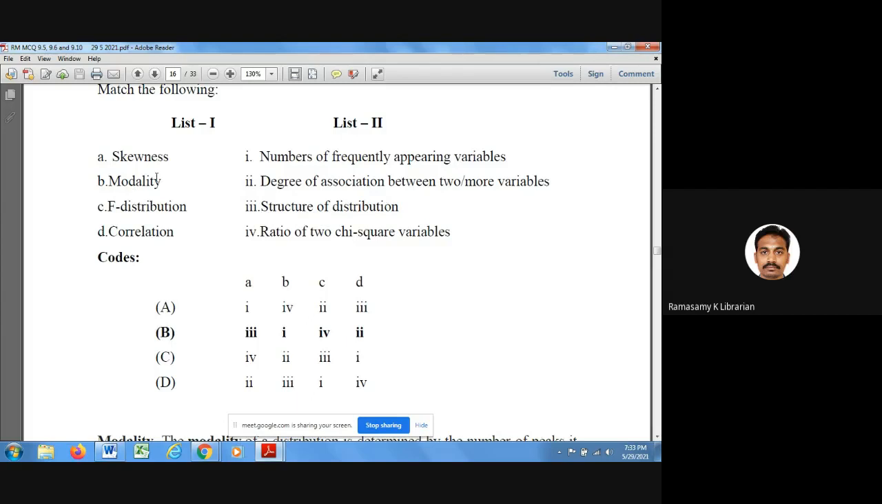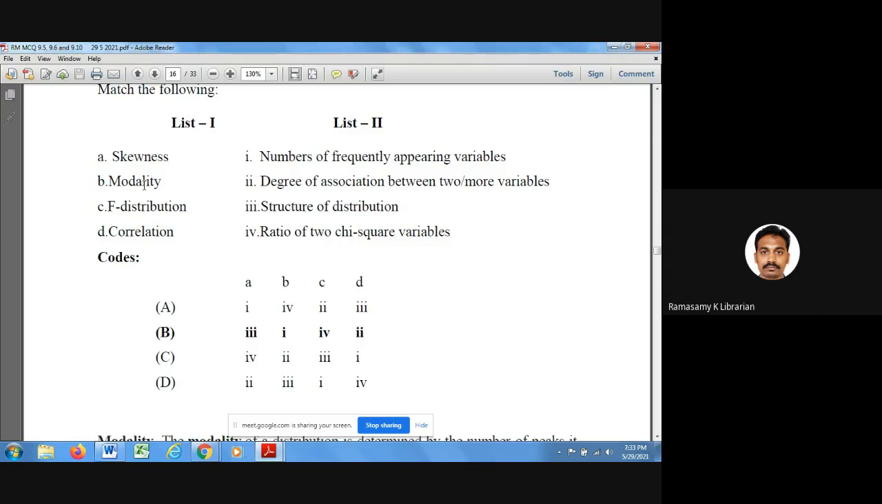Modality means numbers are frequently appearing variables. When you draw a histogram for data, how many peaks does your data have? For example, a typically normally distributed data, a histogram with a bell-shaped curve, will have only one peak. That is called unimodal distribution. Only one peak will be there.